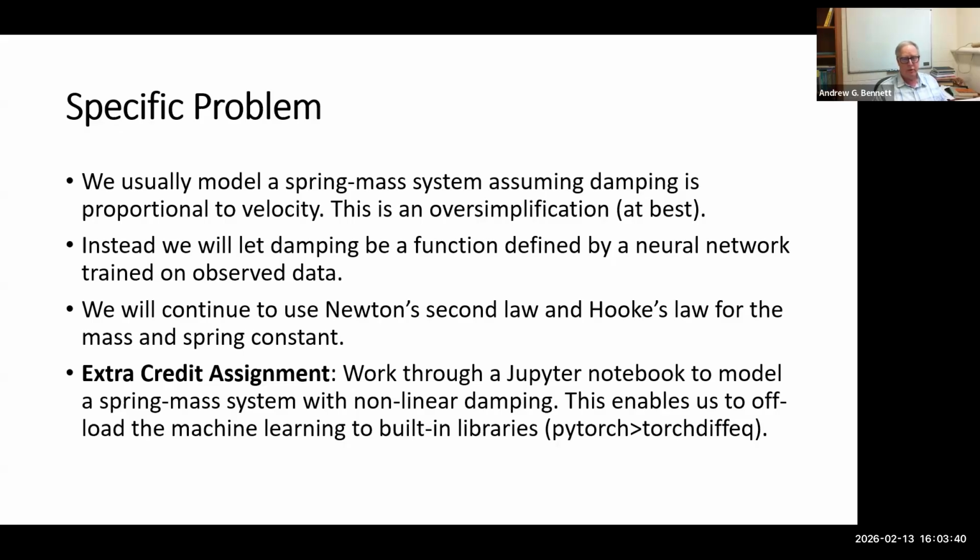One of the advantages of a Jupyter notebook is that it enables us to offload the machine learning parts to built-in libraries. We use TorchDiffEq. It also means the students do not have to do any significant programming. I was sort of surprised that I could have a class with 95% engineers and such a small percentage of people who knew anything about programming. But apparently that can happen. They tell me that's because programming is the course they take after differential equations. But this way we can set things up where they can work through it, even if they don't have that background.